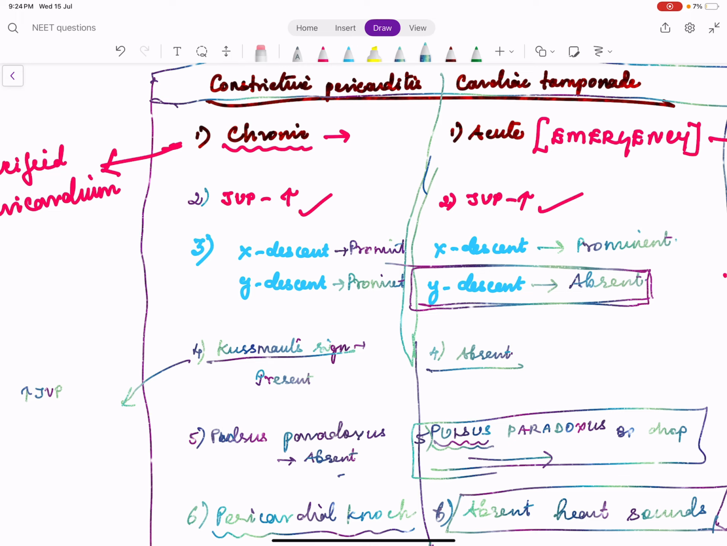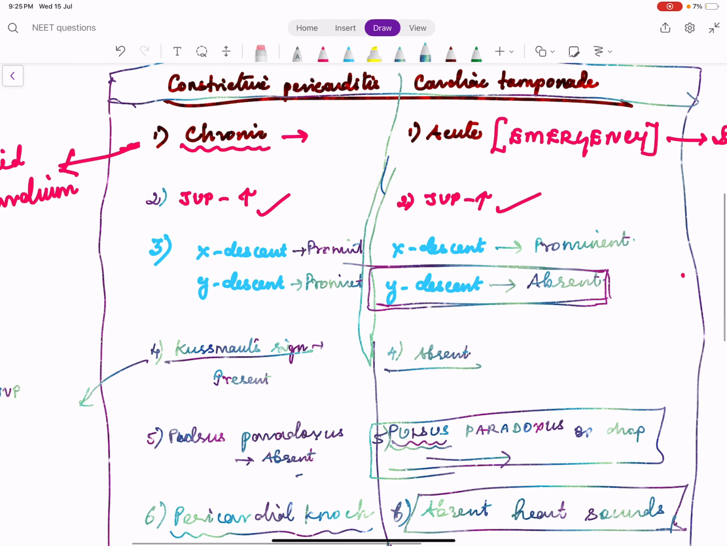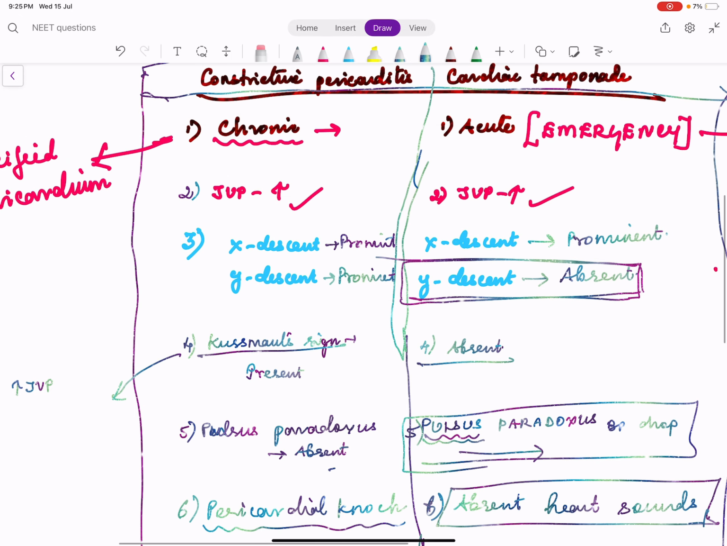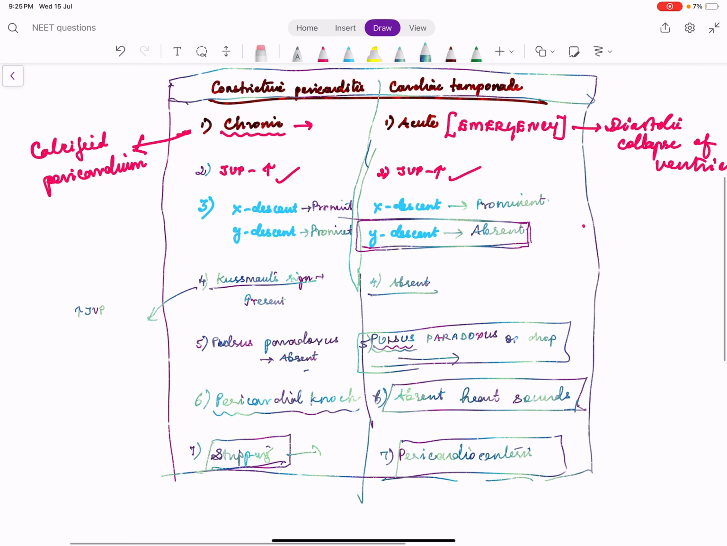In both constrictive pericarditis and cardiac tamponade, JVP will be elevated. In constrictive pericarditis, both X descent and Y descent are prominent. In cardiac tamponade, only X descent is prominent and Y descent is absent. Kussmaul sign is present in constrictive pericarditis and absent in tamponade. Pulsus paradoxus is absent in pericarditis but present in tamponade. Pericardial knock is the auscultatory finding in pericarditis. In tamponade, there will be absent heart sounds. We have to treat pericarditis by stripping. We have to treat cardiac tamponade by pericardiocentesis. Okay.